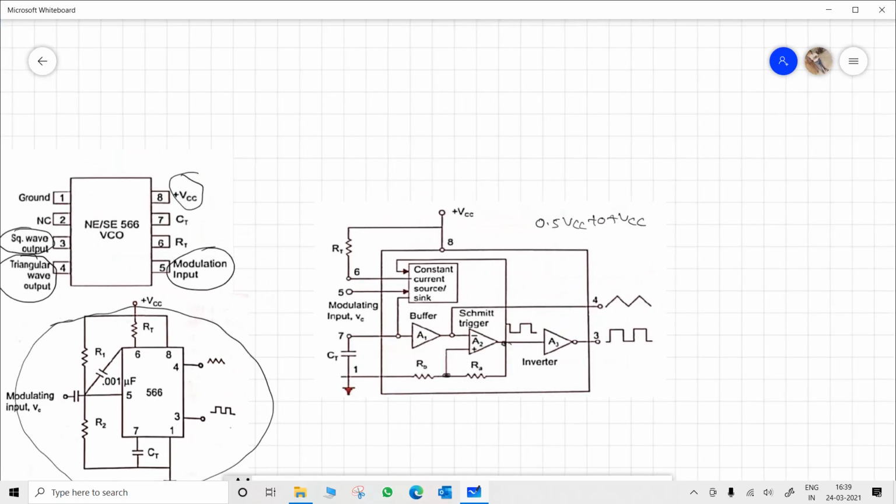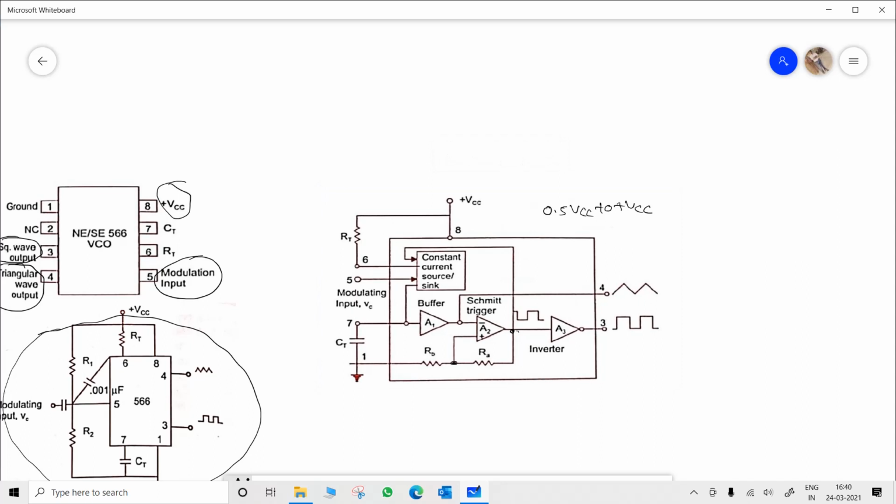A VCO basically has a constant current source or sink and an external capacitor CT, which is going to be charged or discharged through resistor RT by a constant current. This current value will depend upon the voltage at terminal 6, which in turn will depend upon the magnitude of your modulating input voltage VC, which is given at terminal 5.